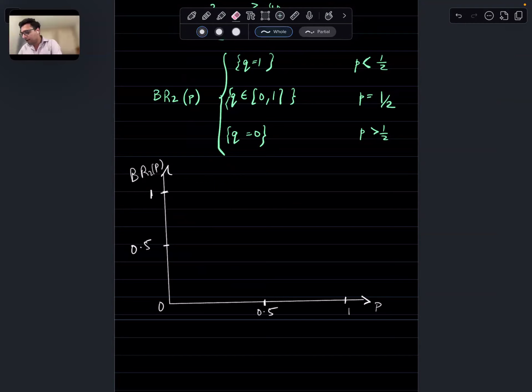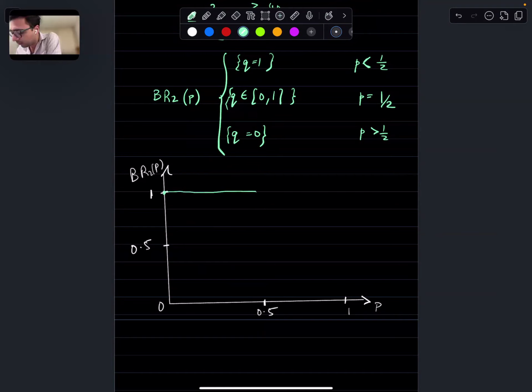Okay. All right. So when P is between 0 and a half, the optimal Q is 1. So P equal to 0, Q equal to 1, P equal to 1 half, Q equal to 1. All of this is fine. When P is a half, then Q takes any value between 0 and 1. So P equals a half, any value of Q is optimal. And when P is greater than a half, then Q equal to 0 is optimal.